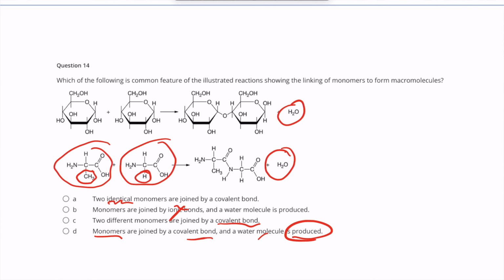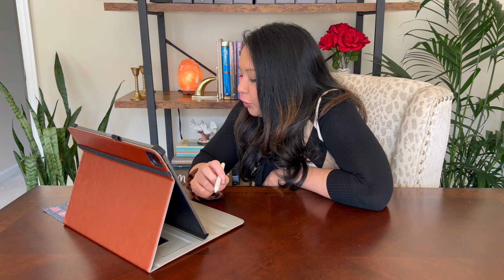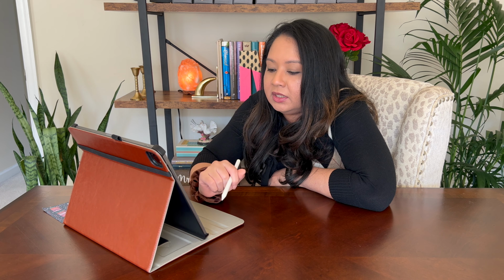So even though C seemed like, oh, that's true, they're joined by covalent bonds, it didn't tell us the whole story. D did though. They're joined by covalent bond, but also water molecule is produced because that's a dehydration synthesis reaction. So for 14, D would really be the right answer.